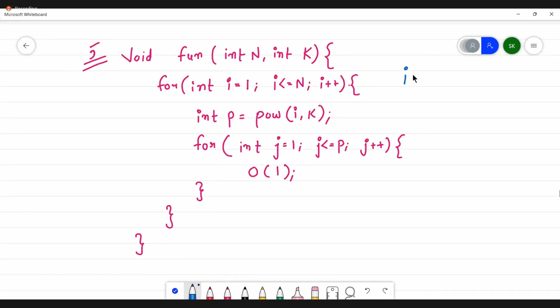Your i was equal to 1. For i equals 1, you will get i power k, okay? So for 1, it will be 1 power k, yes or no? I'll just write the value of power as well. Power equals 1, like i equals 1, so your power will become 1 power k. And your j loop is going to run for 1 power k. Getting this?